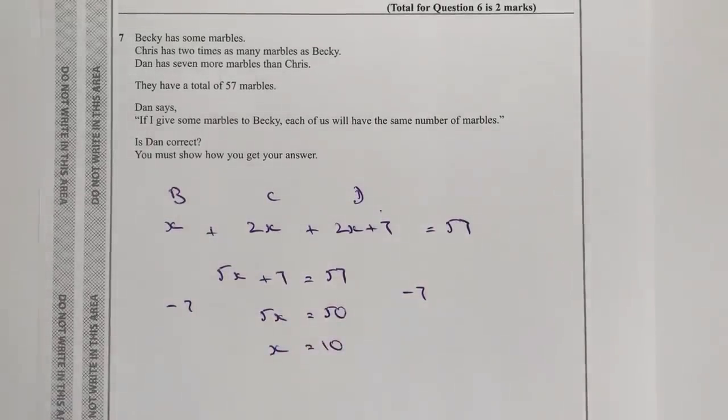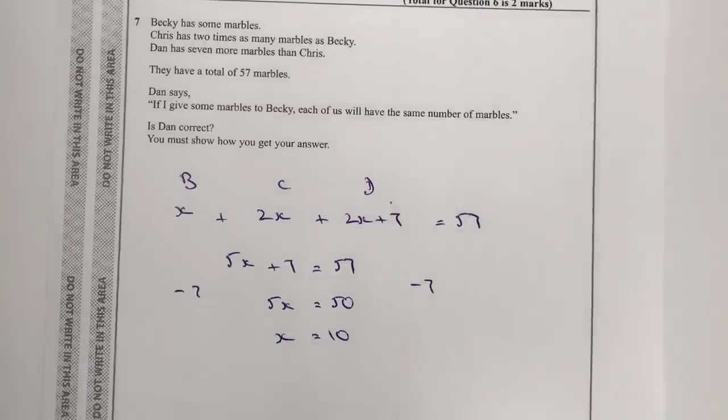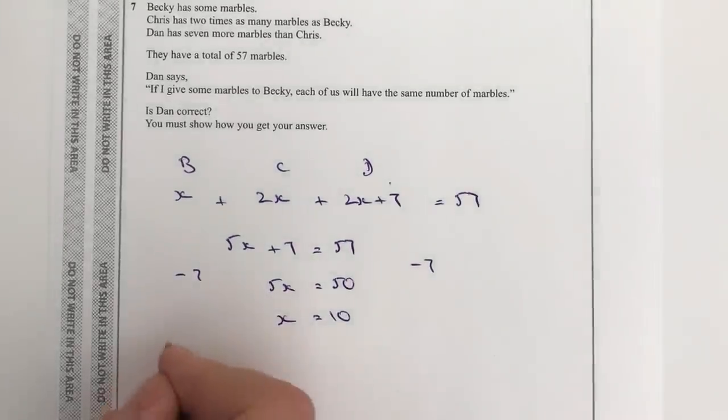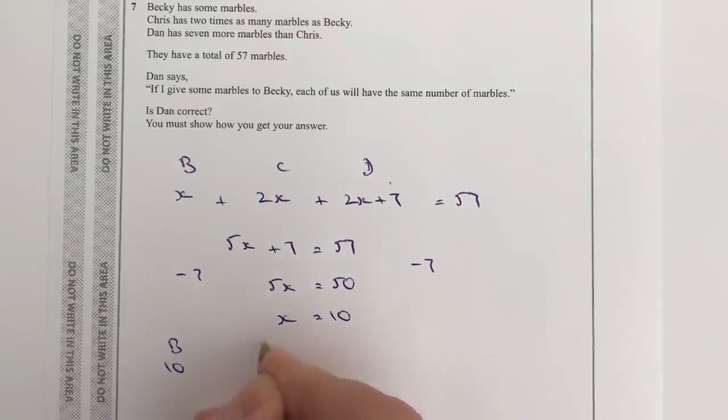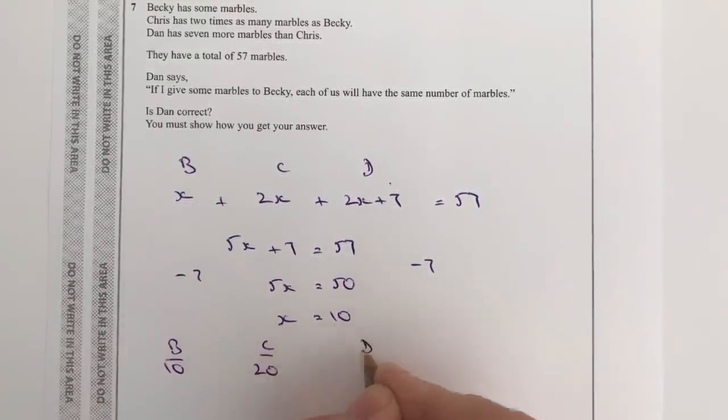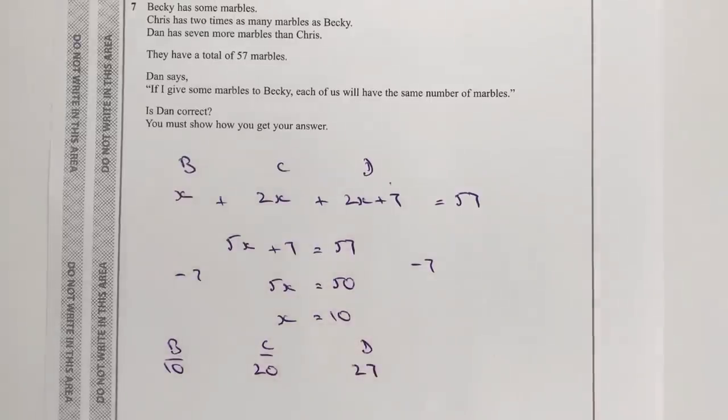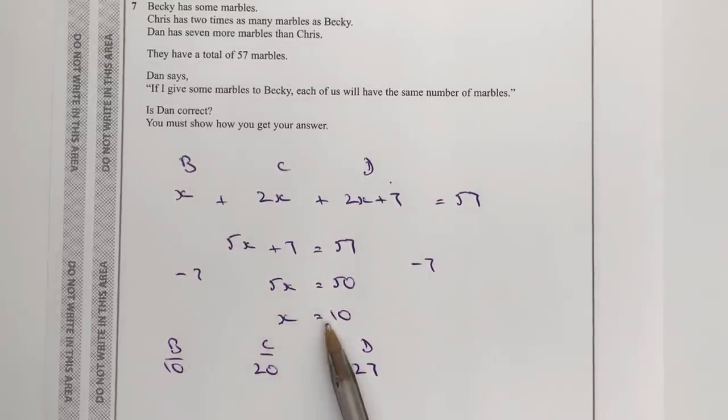So in other words, Becky has 10 marbles, Chris has 20 marbles, and David has 27 marbles. So this is going to be x, which we've worked out as 10. So Becky has 10, Chris has 2x, which is 20, and David has 2x, which is 20, plus another 7.